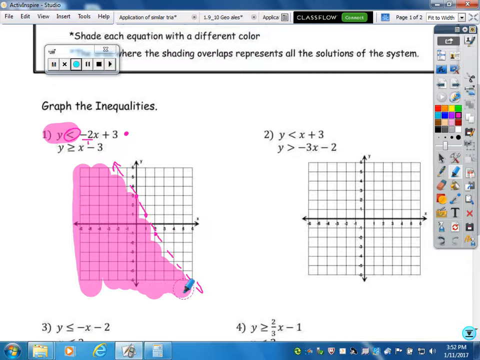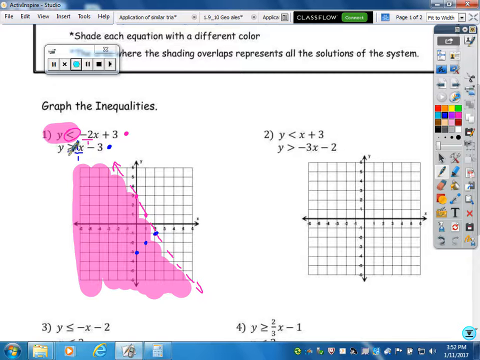Now let's check out my second line. So switch colors. If you have another color, and I'm going to switch over to blue. So my second line is in blue. This line starts at negative 3. So on my y-axis I go down negative 3. My slope is 1 over 1. So I need to go rise over run, up 1 over 1. So up and over, up and over.